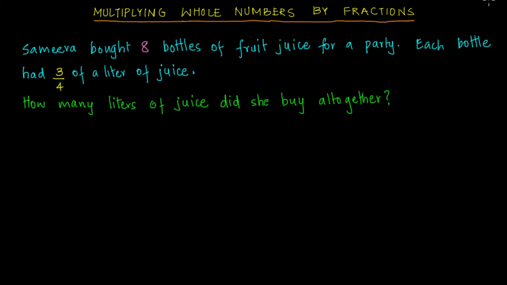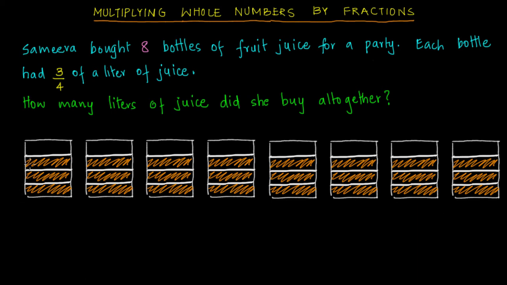In this video, we will look at what it means to multiply a whole number by a fraction and how to do this multiplication. So let's start with a problem. Samira bought 8 bottles of fruit juice for a party and each bottle had 3/4 of a liter of juice. How many liters of juice did she buy altogether? This is what a model for the problem would look like.